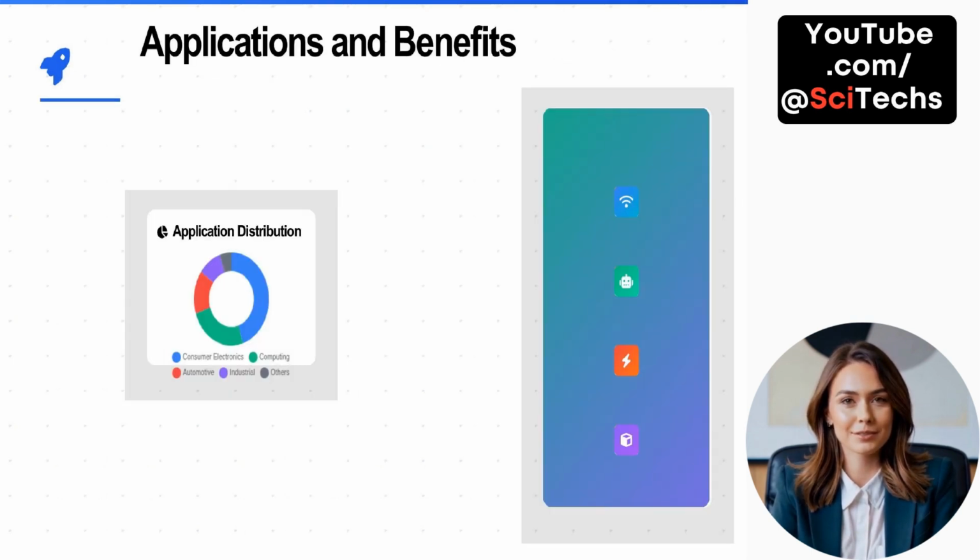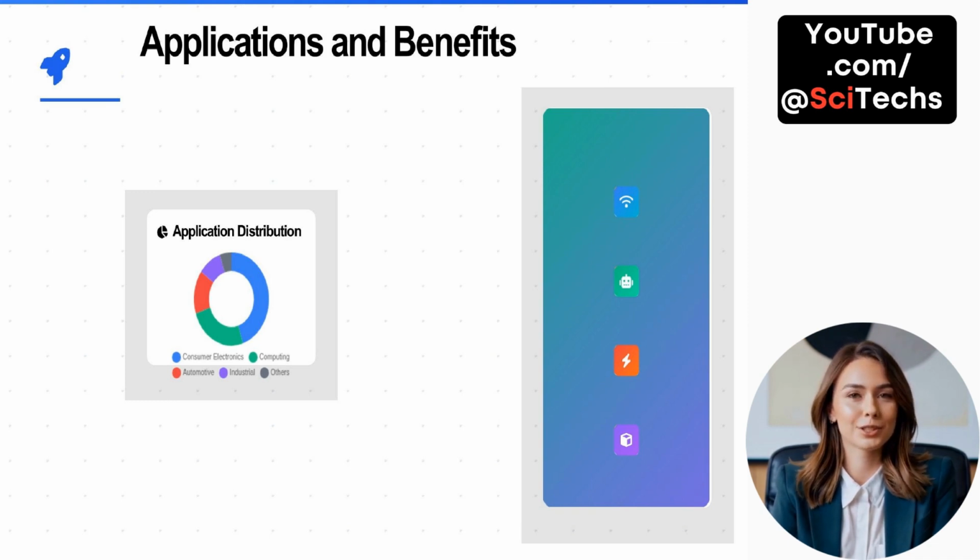Applications and benefits. Semiconductor applications span a diverse range of sectors, with varying distribution across key industries. According to the application distribution chart, consumer electronics represents the largest share. This segment includes smartphones, tablets, wearables, and other connected devices that rely heavily on high-performance chips.